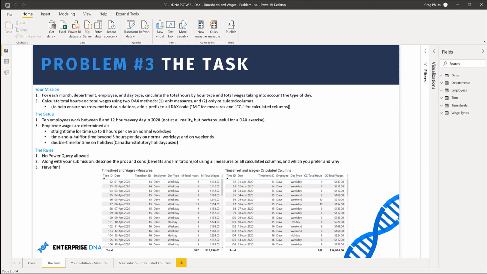Other than the standard rules, as we've laid out already in previous problems of the week, this is an odd numbered week, so it's DAX week, so no Power Query at all. And I guess the only additional thing is that we realize that there's going to be some benefits and limitations of each of the approaches.